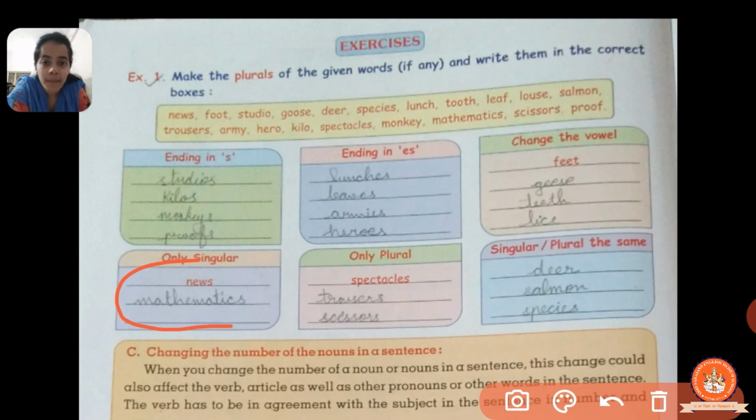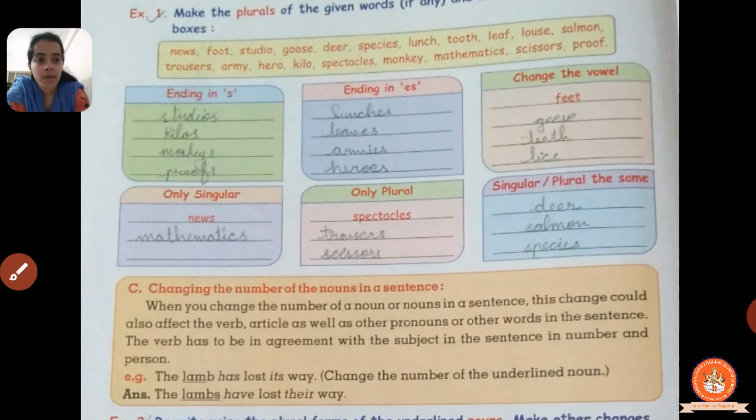News, mathematics, okay. Then the noun which has only the plural forms, like spectacles, trousers, scissors, right? And we saw a few more examples like jeans, socks. And there are some nouns in which the singular and the plural remain the same. We don't have to add anything, or cut any letters from that word, like deer, deer, salmon, salmon, species, species, right? So it remains the same. I hope you understood this very well.